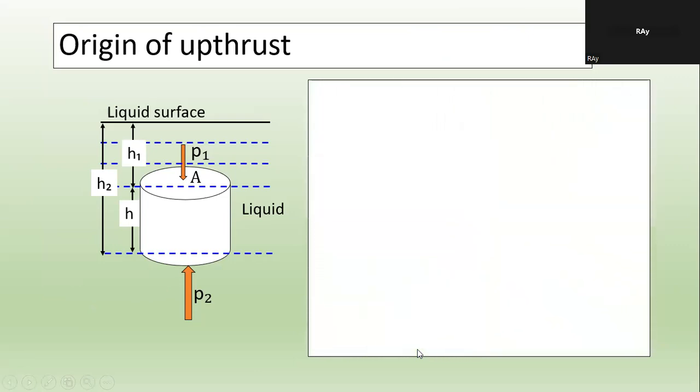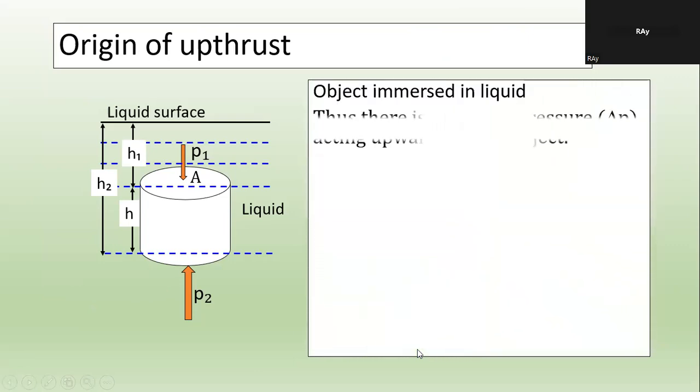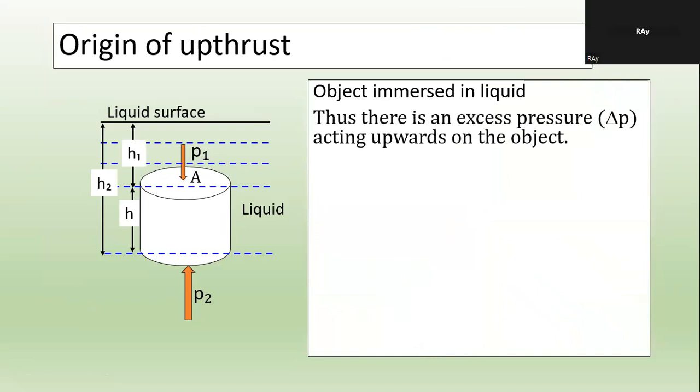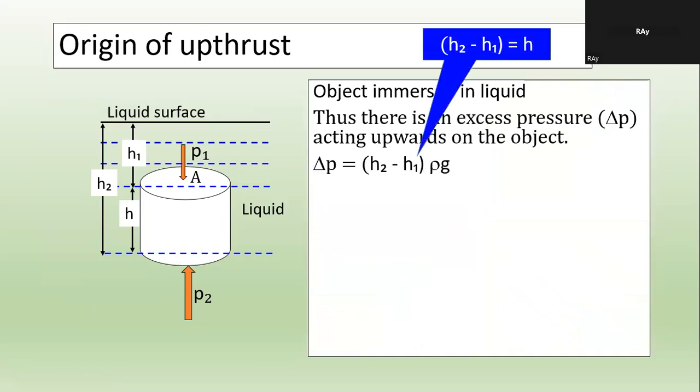Okay, let's derive it. Object immersed in liquid, excess pressure. Factorize it: H2 minus H1 rho G. Basically, it's P2 minus P1. P2 is H2 rho G. P1 is H1 rho G. So take out the rho G, you got H2 minus H1. H2 minus H1 is the height of the cylinder.